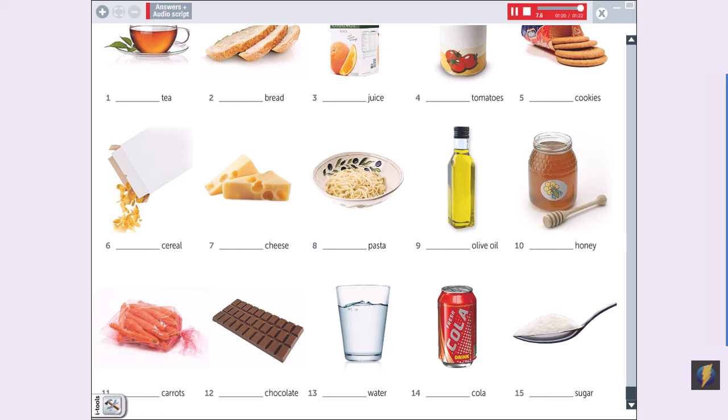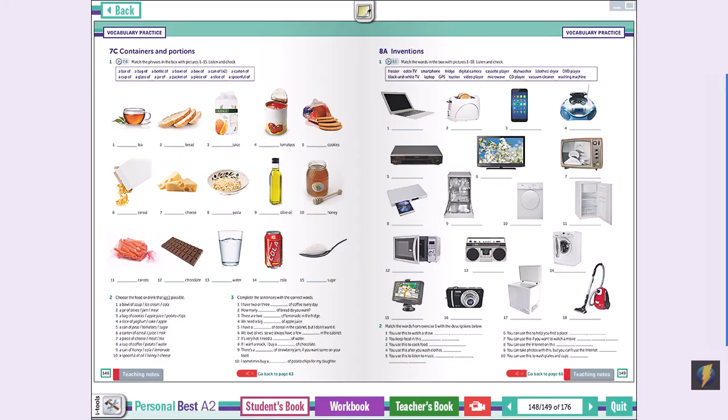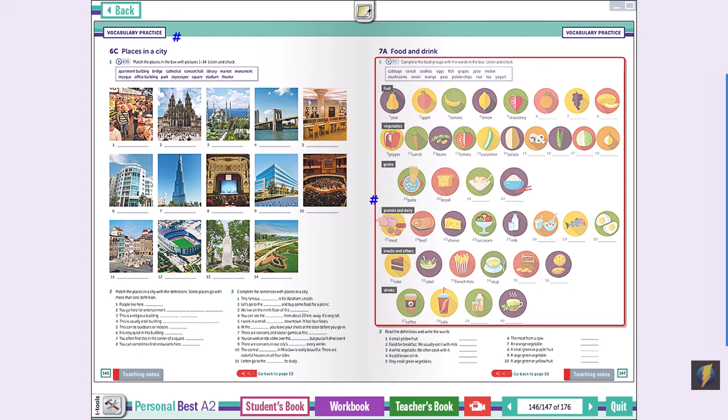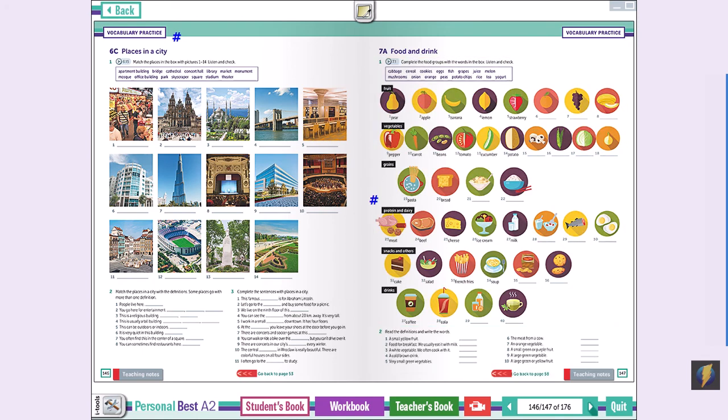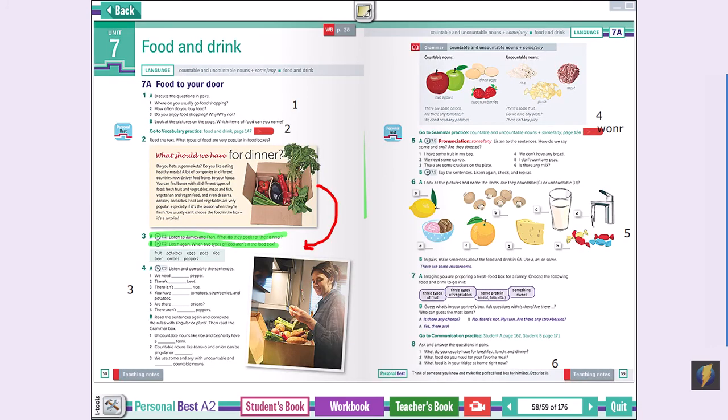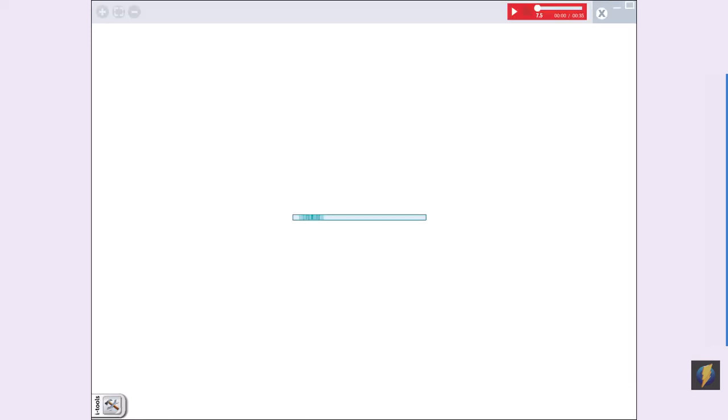So you can listen to this. You have this on your textbook. So you can listen and you can repeat. It is always good when you repeat. Okay? So that's the vocabulary. Okay, we're gonna go back. And here you can find some pronunciation.